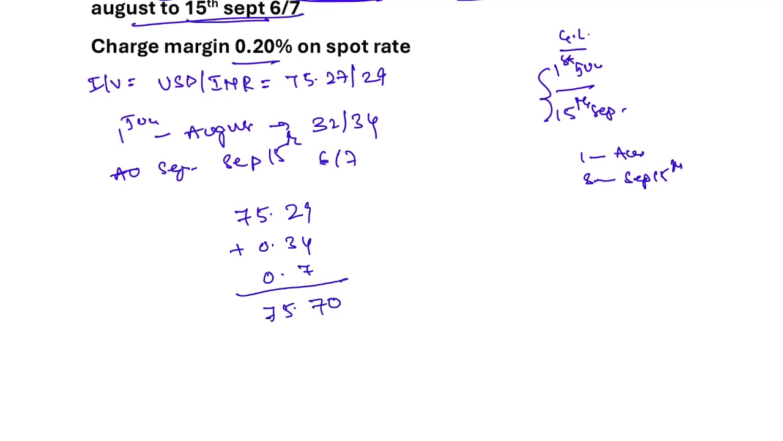Got it? 75.70. And there is a margin he has given, 0.20. The margin is, bank is selling. Bank is selling means what? Margin should be added or minus? Added, plus.